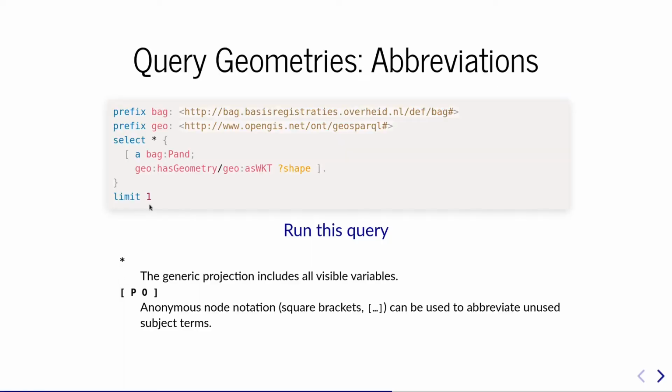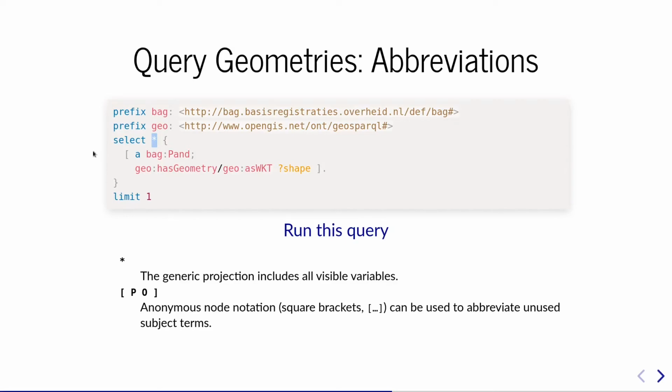So I'll introduce 3 forms of further abbreviation. First of all, I'm going to use the star in order to specify what's called the generic projection. And this means that all of the variables that are visible within the pattern, the underlying pattern of the query, will be automatically added to the projection. The only caveat here is that the order in which the variables will be added to the projection is unspecified. So this means that the client application must not expect things to be in the 3rd column, because the 3rd column doesn't mean anything when you use the star. Now we use this to automatically return all the visible variables. In this case that's only the shape variable.